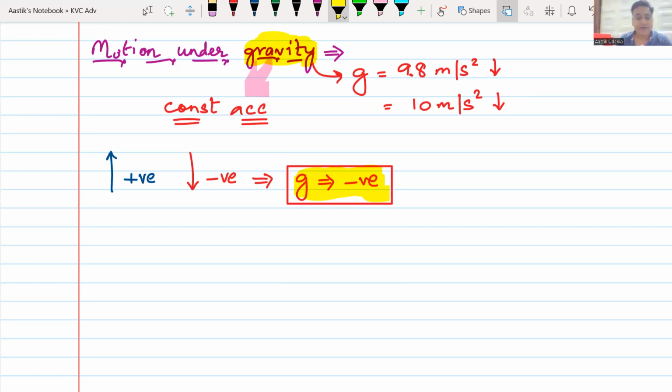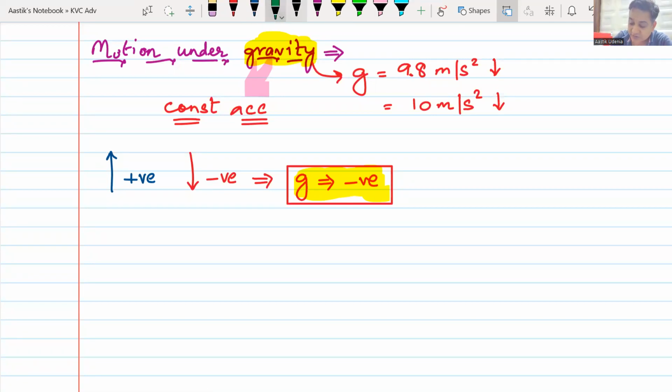I have raised hands from everyone that we understand this. For our case, whatever happens, we are going to take G as negative in all cases. So if I now ask you to write the equations of motion for this particular case, remember the equation of motion has not changed. The equation of motion is for constant acceleration.